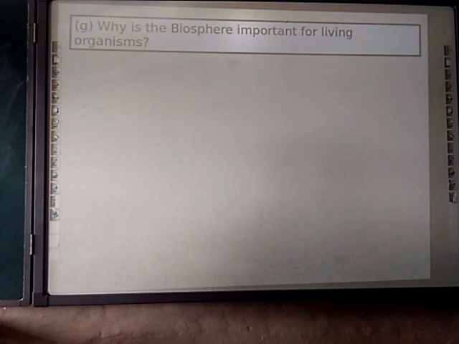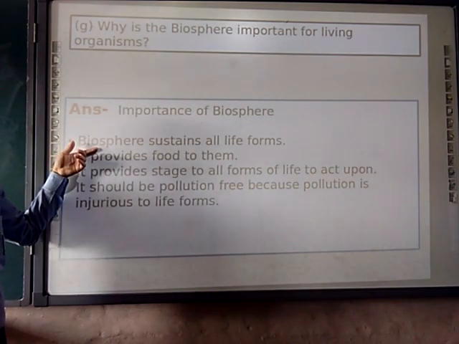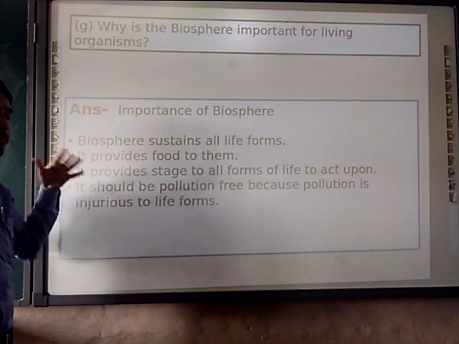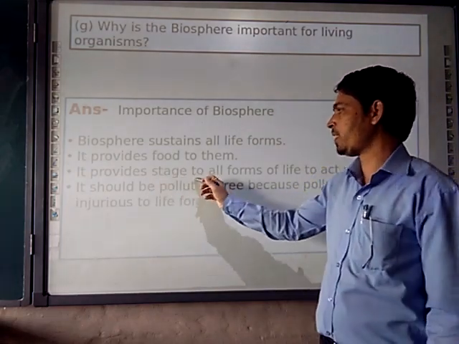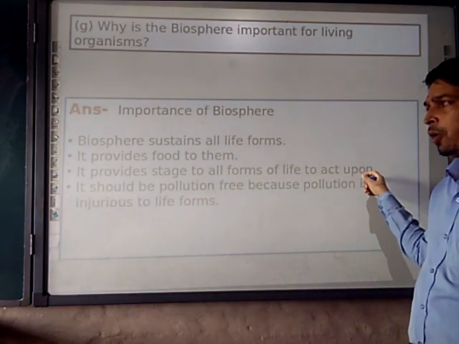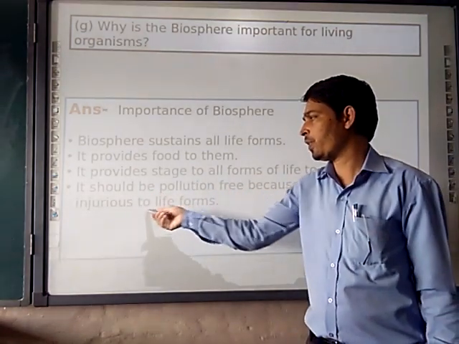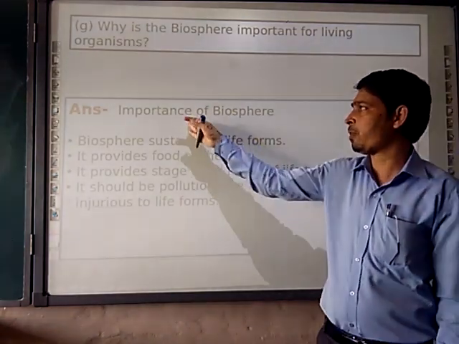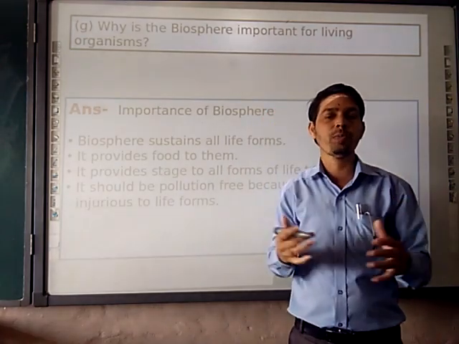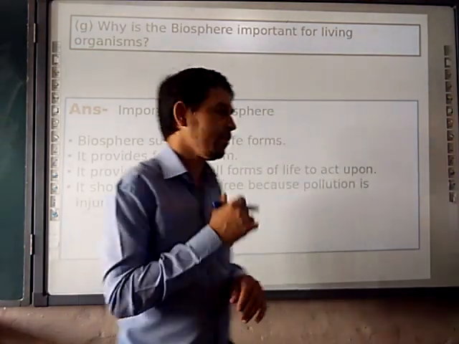Next, why is the biosphere important for living organisms? The important point for the biosphere is supporting and sustaining all forms of life. Second, it provides food to them. Next, it provides a stage for all forms of life to act upon. Next, it should be pollution free because pollution is injurious to life forms, so that life is possible. First you have to write about the importance of the biosphere. Why is the biosphere so important to us? Because the life supporting system is connected here and life is possible.